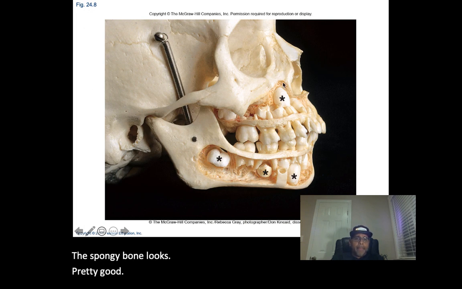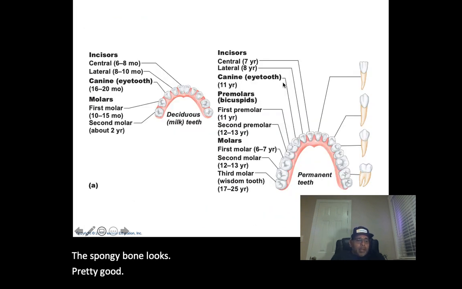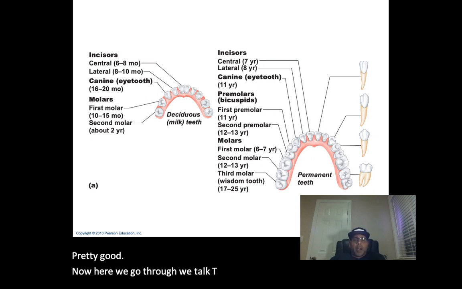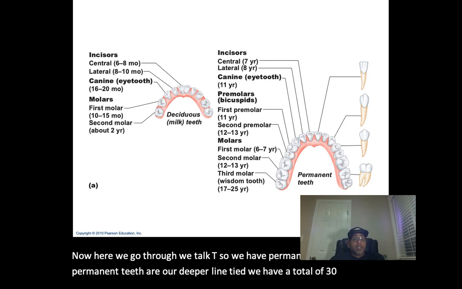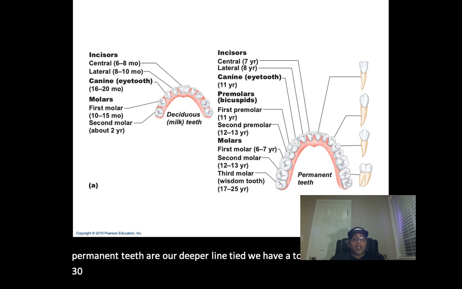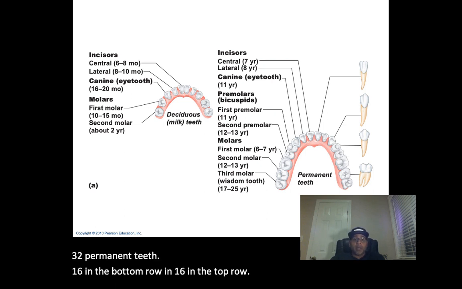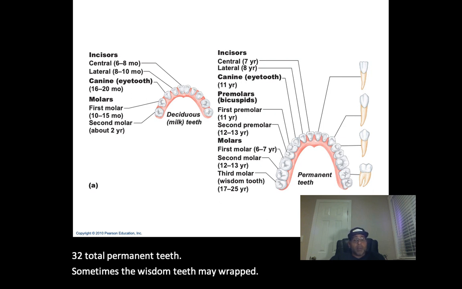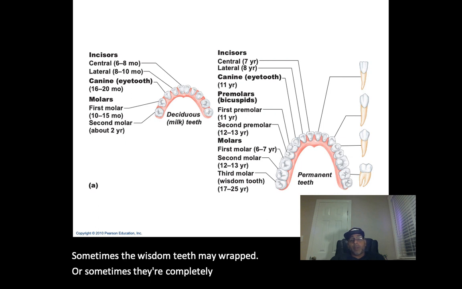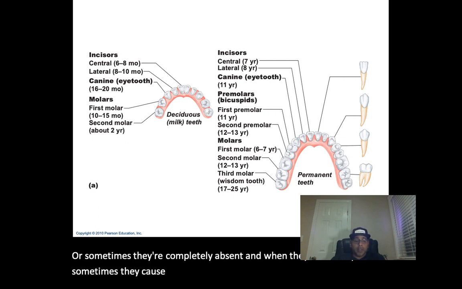Now here when we go through, we talk teeth. So we have permanent teeth. Our permanent teeth are our deeper lying teeth. We have a total of 32 permanent teeth. 16 in the bottom row and 16 in the top row. 32 total permanent teeth. Sometimes the wisdom teeth may erupt, or sometimes they're completely absent. And when they do erupt, sometimes they cause pain, sometimes they don't.